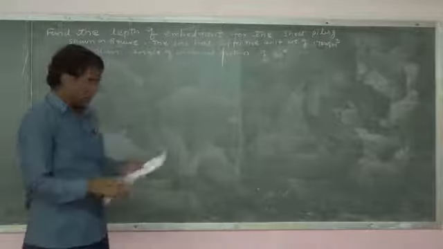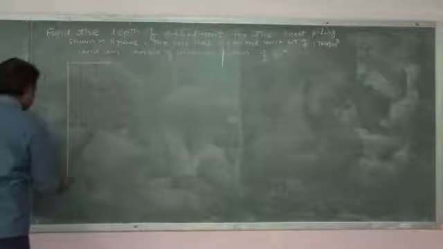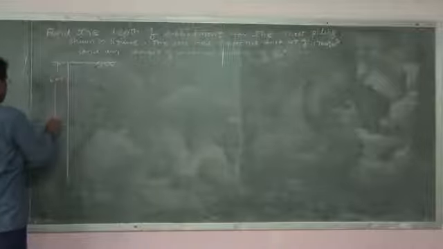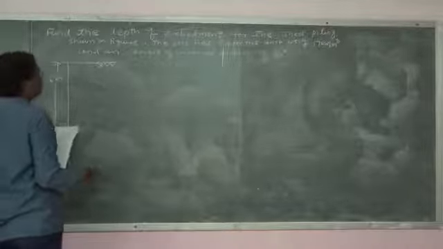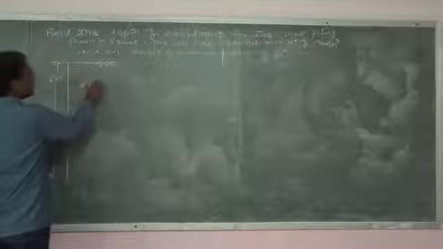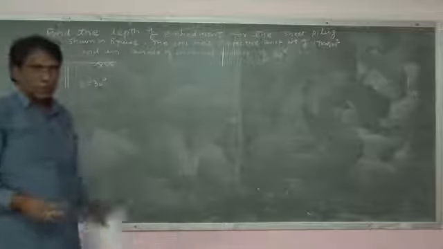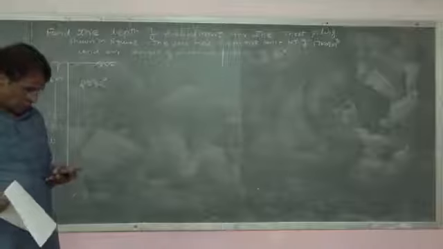So this is the figure. This is the ground level. This height is 6 meter, it is given to you. This is the depth of embedment you have to find. This is the dredge level. Phi is equal to 30 degrees is given to you.